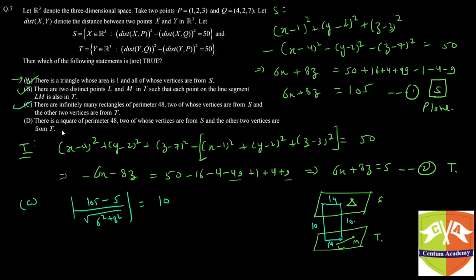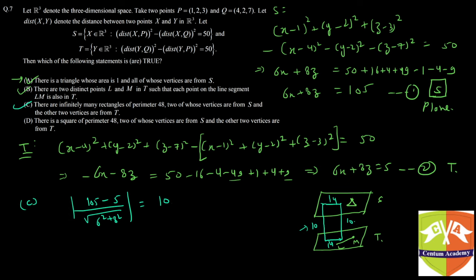Finally, statement D is, there is a square of perimeter 48, 2 of whose vertices are from S and the other 2 vertices are from T. Now, most other teachers mark this option D as false, because they assume that if you want to have a square, then all the 4 sides must be 10.